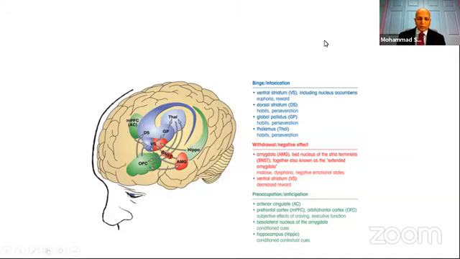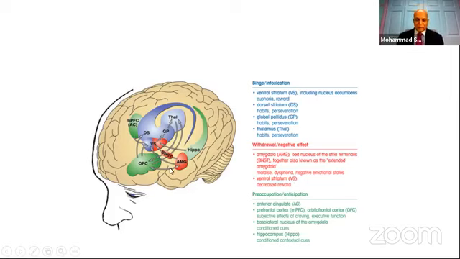And this involves globus pallidus, a dorsal striatum. So several areas of the brain are involved in a binge intoxication stage. Then we move on to the withdrawal or the negative affect stage.